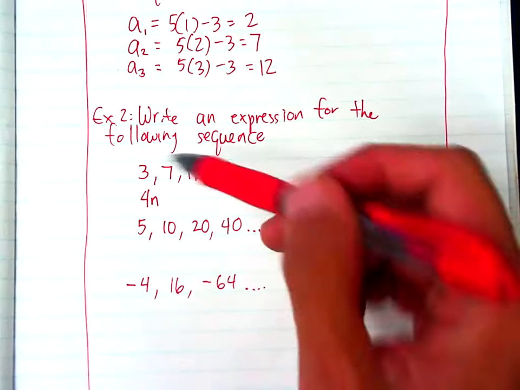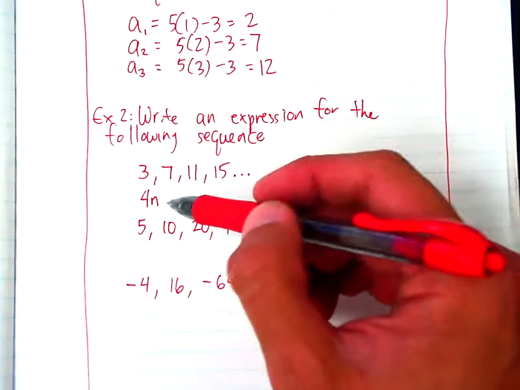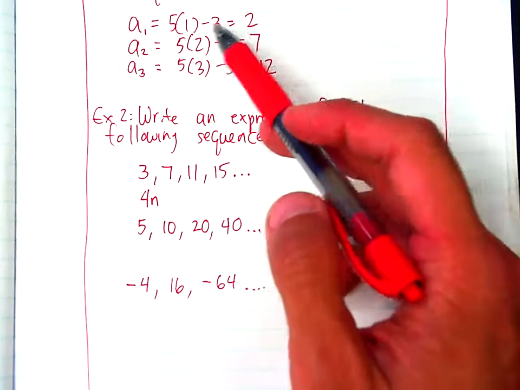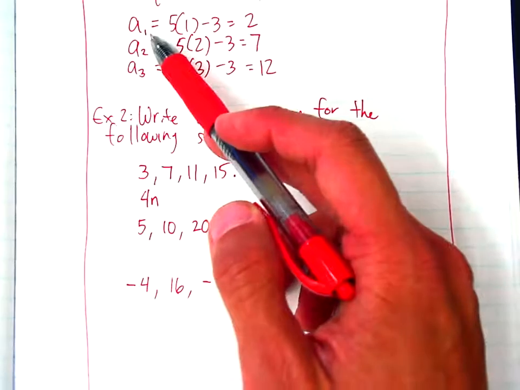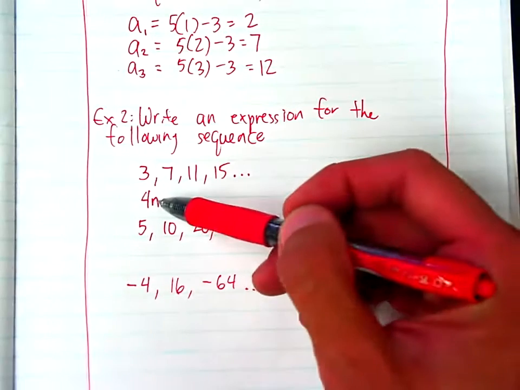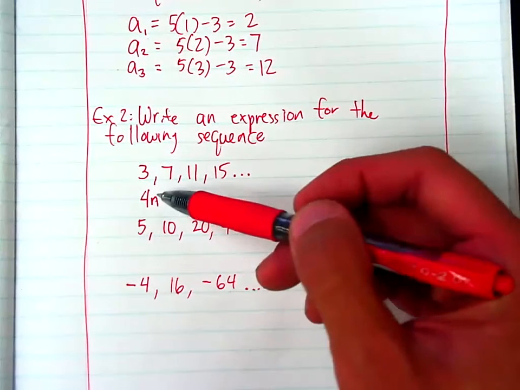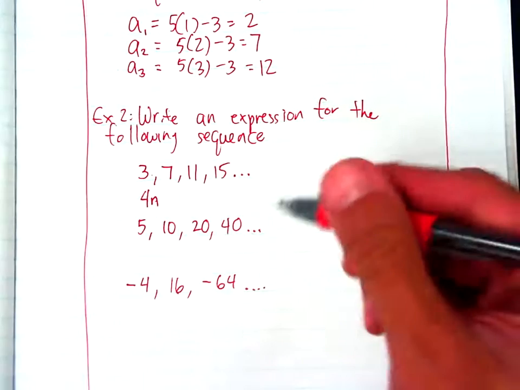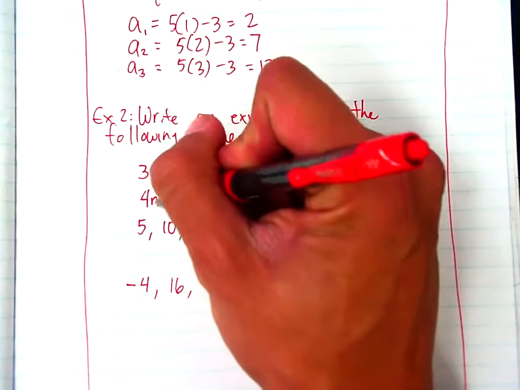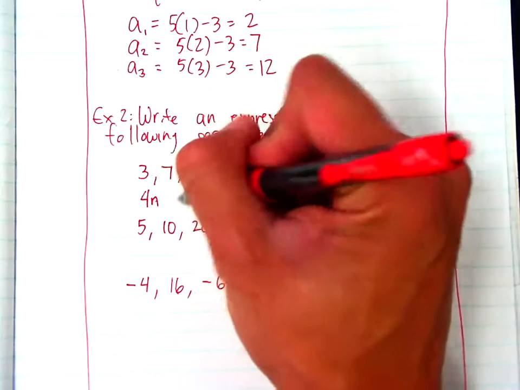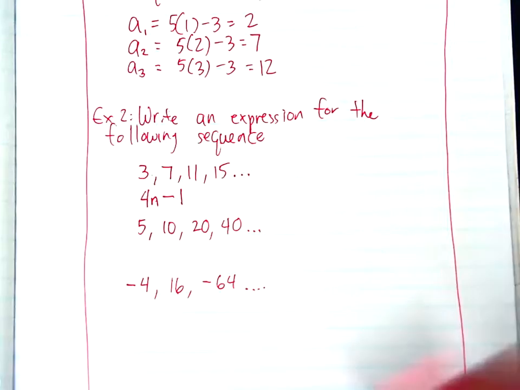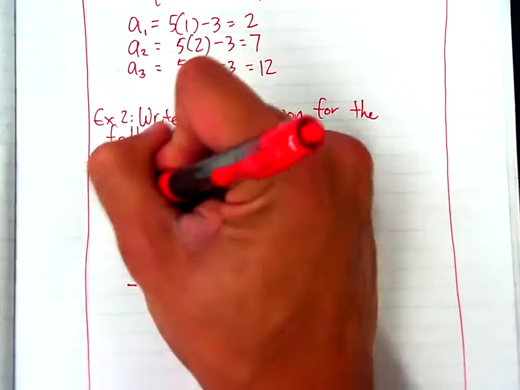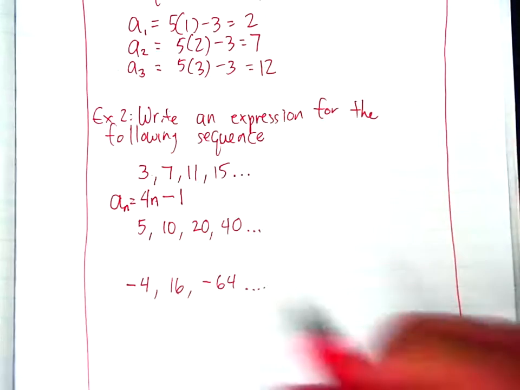Okay, and then just like the previous problem, remember you plugged in 1 for the first term. Well, if I plug in 1, 4 times 1 is 4. That is not my first term. So I have to add or subtract to get back to my first term. So if I plug in 1, I'll end up with 4, but in order to get back to 3, I'm going to minus 1. So that is actually my rule. A sub n equals 4n minus 1.